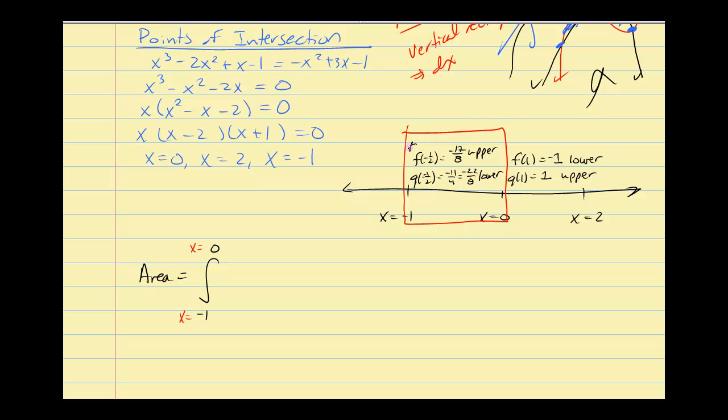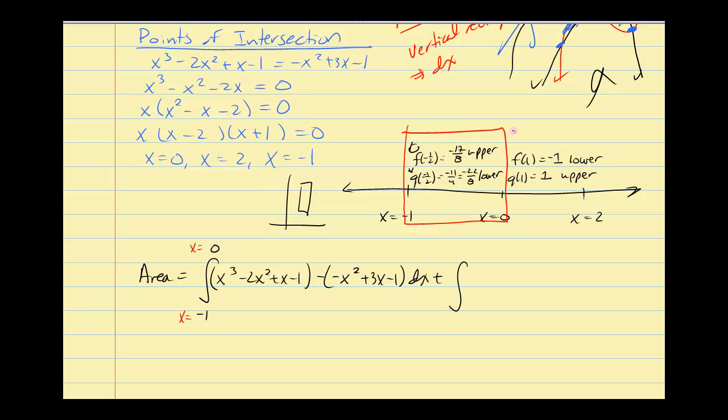Well, my upper is my f function, which was my third degree polynomial. So my third degree polynomial was x cubed minus 2x squared plus x minus 1. That's my upper. My lower was this g of x value. Now remember, we have to subtract off the entire lower, so you need to make sure you have parentheses here. Negative x squared plus 3x minus 1. And again, these are dx's because I have vertical rectangles. Now that's only part of my area.